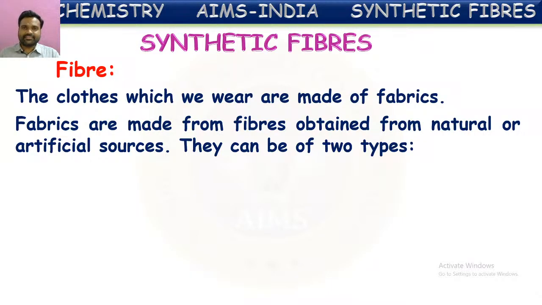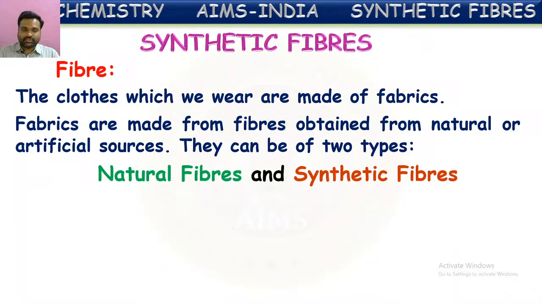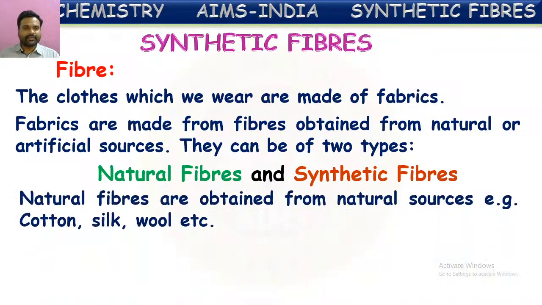These fibers are of two types based upon the sources from which they are derived. If they are derived from natural sources, those fibers are called natural fibers. If derived from artificial resources, they are called synthetic fibers or artificial fibers. Natural fibers are obtained from natural sources like cotton, silk, wool, jute, coir. The fiber made from these natural sources is called natural fiber.